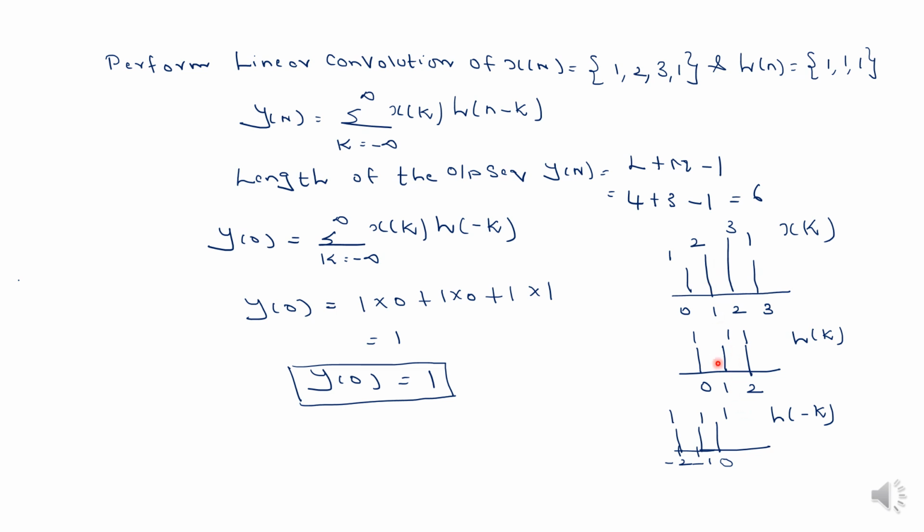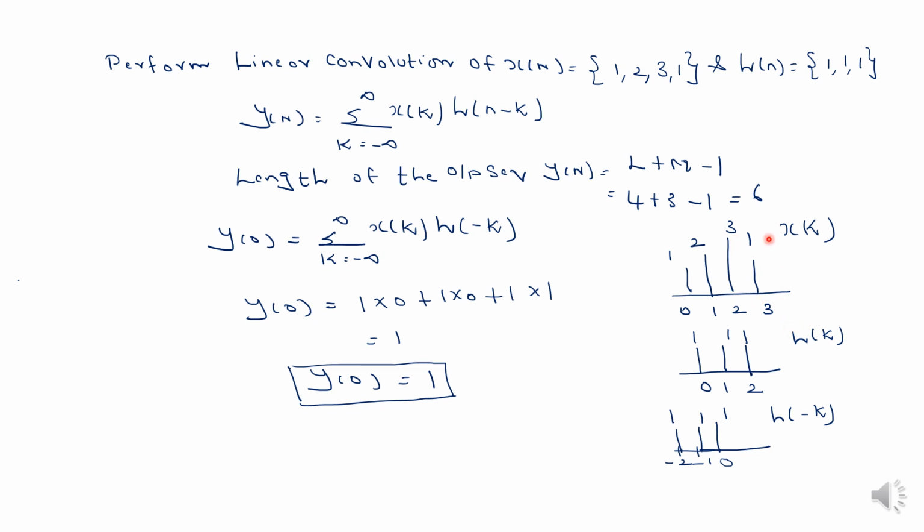So first I'm sketching the first input sequence, and I'm representing n in terms of k, as in the expression we have it in terms of k. Therefore, the sequence starts from k is equal to 0. For k is equal to 0, the value of the sequence is 1, so I have plotted it graphically. Followed by, for k is equal to 1, the value of the sequence is 2. For k is equal to 2, the value is 3. And for k is equal to 3, the value is 1.